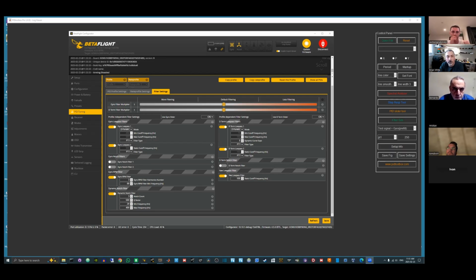Got it. And in terms of optimizing the noise for the harmonics, is that mostly the gyro RPM and the dynamic notch filter? What do you mean by noise of the harmonics? They're just harmonics, or they're no harmonics?